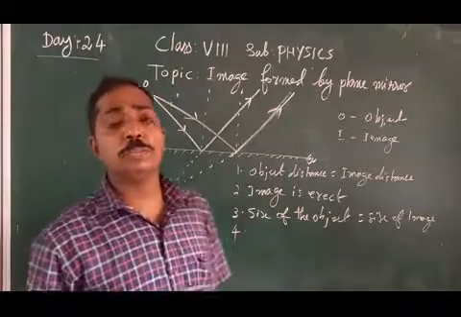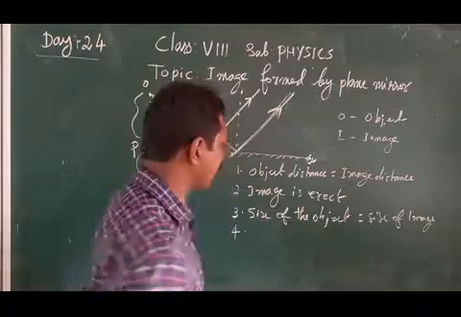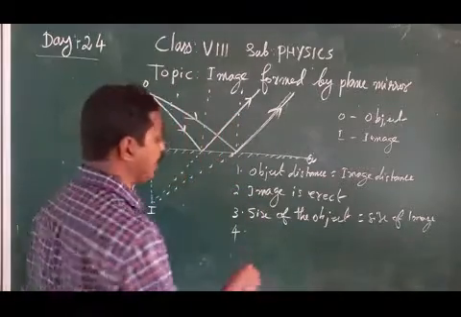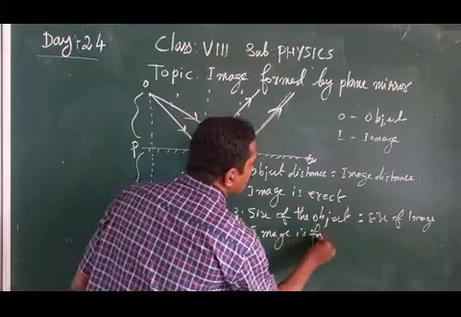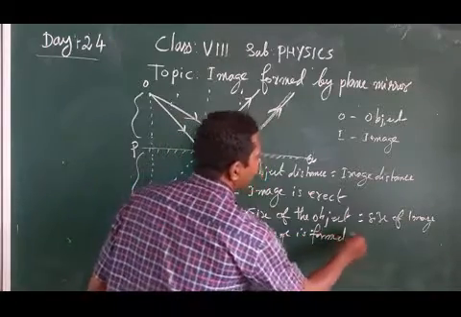Fourth point: the image is formed behind the mirror, where the object is in front of it. Image is formed behind the mirror.